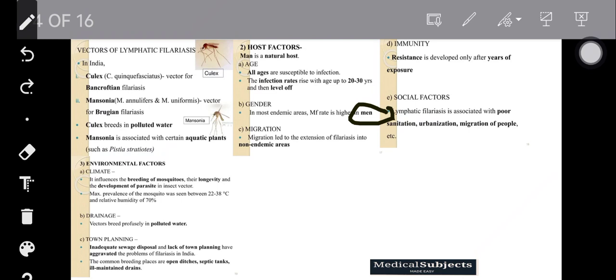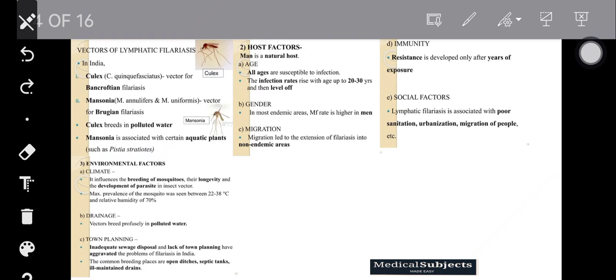And then the migration. Not so important, but it has led to the extension of filariasis in non-endemic areas. Migration of the people from one place to another has led to the extension of microfilaria in areas which were previously not endemic. Endemic, again, what is an endemic? Endemic is presence of infectious agent constantly throughout the year. It can be one case also, but presence of an infectious agent or the disease constantly in a geographical area throughout the year. So immunity, the resistance, is developed only after years of exposure.